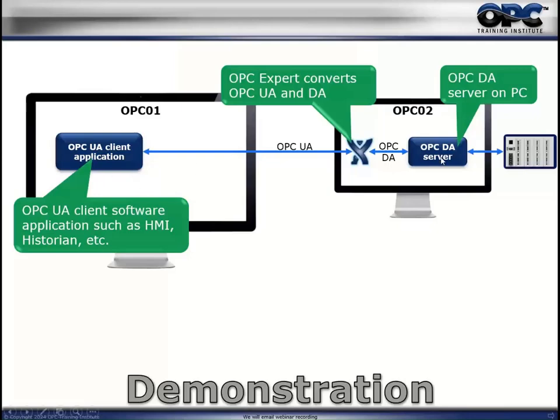Now, if you've got a DA client and a UA server, I'll show you that next. But right now, we're talking about a DA server here and a UA client on the network. But what I want to point out is OPC UA is on the network. OPC Classic is local. So let's take a look at this.